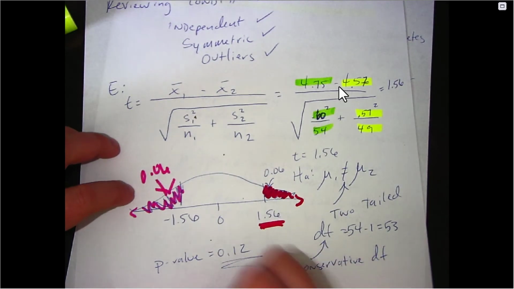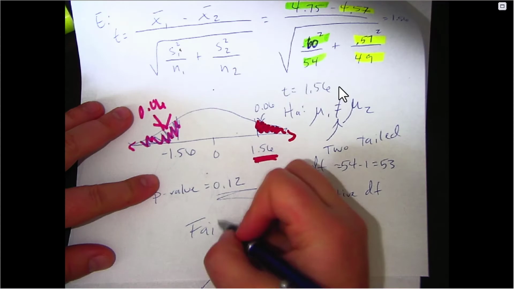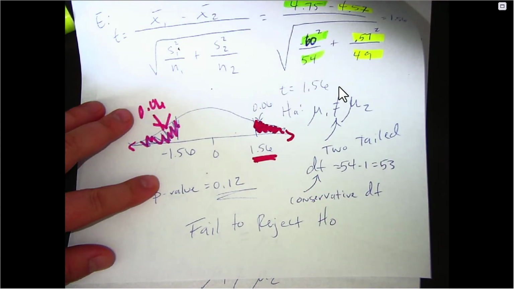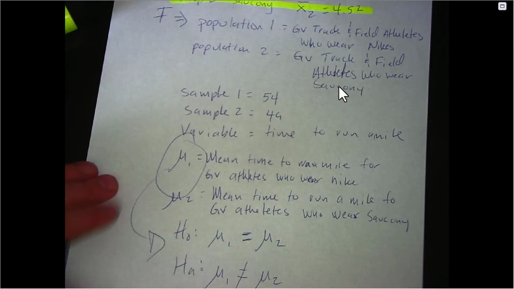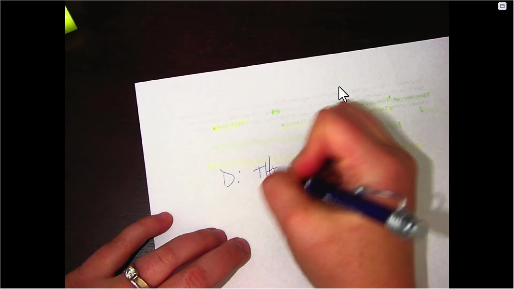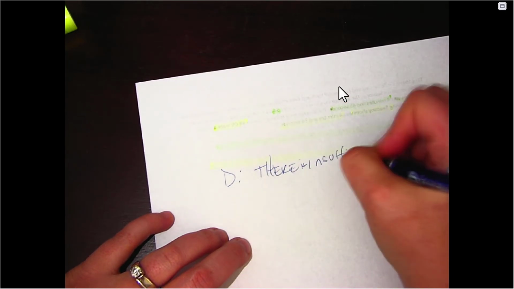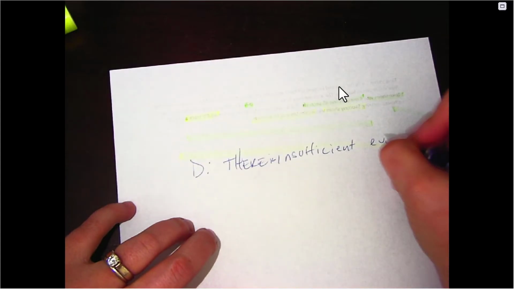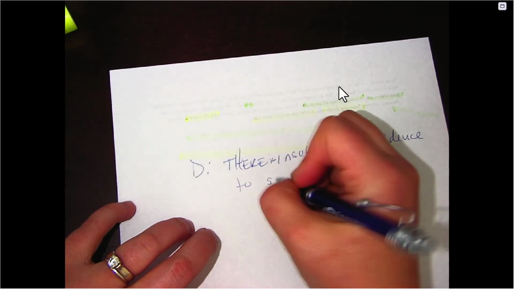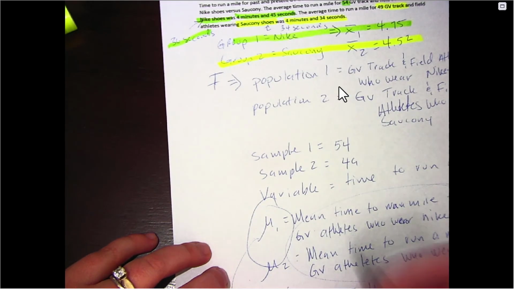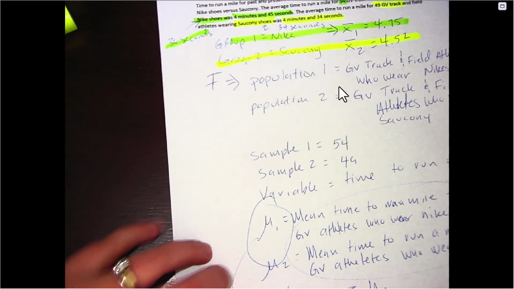Because that's fairly large, remember that that helps you make the decision: fail to reject the null. Which means that when we do our D, drawing our conclusions, I would say there is insufficient evidence. Sorry, my handwriting today is worse than normal. Insufficient evidence to suggest, and then we're always going to restate our alternative. So this is our alternative. Essentially, I'm going to take these two parameters, and in the middle, I would say differs from.